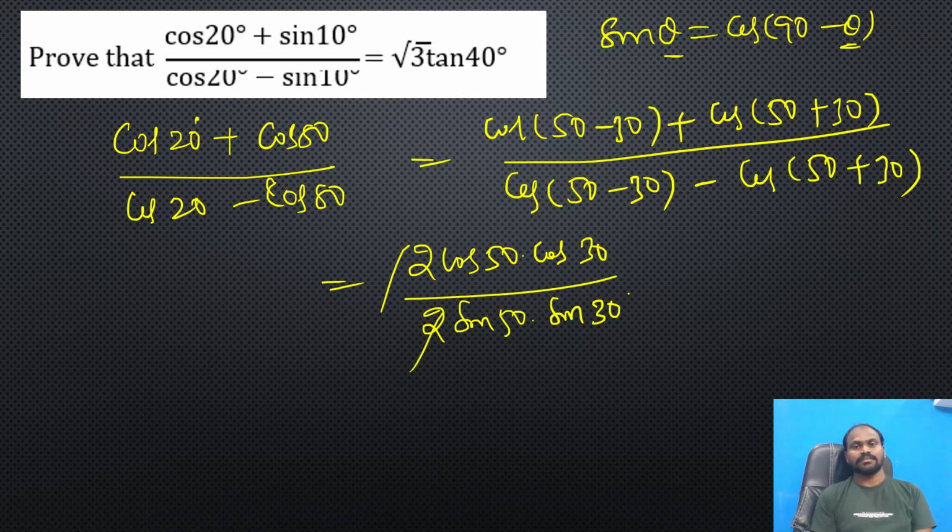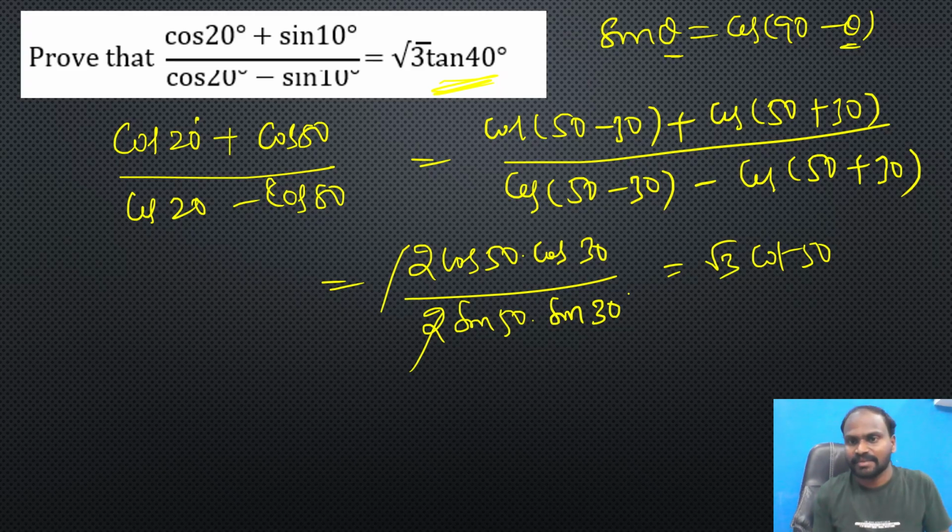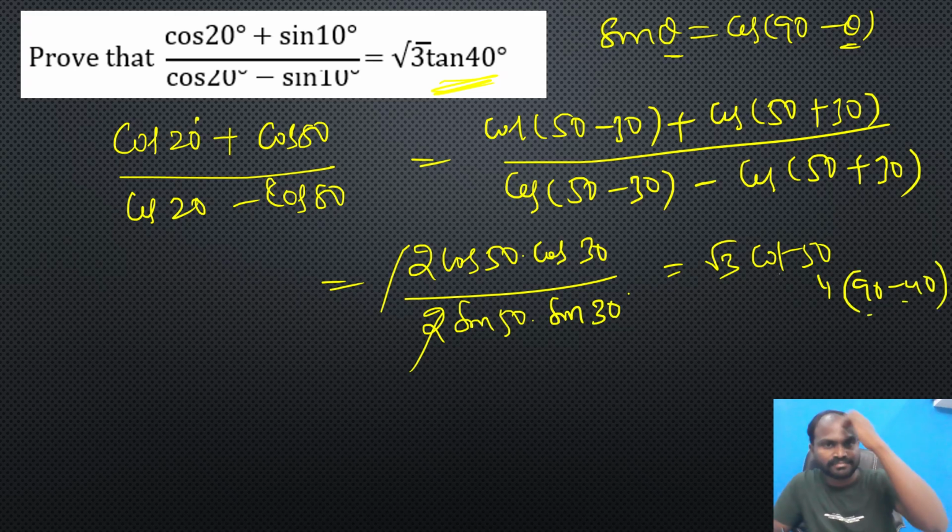So 2 gets cancelled. Cos 50 by sin 50, which is cot 50. Cos by sin, which is cot 30, is root 3. They are asking in terms of tan. So cot 50 is equal to what? Tan 40 only, because they are complementary angles, right? Because 90 minus 40, you can write this as 90 minus 40. Cot of 90 minus theta is what? Tan theta, right?